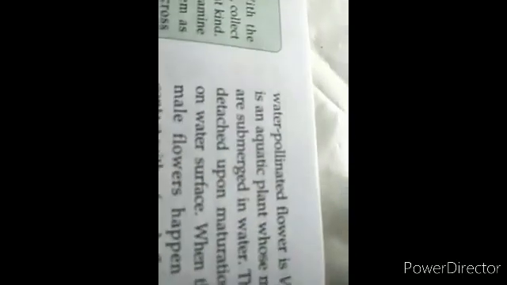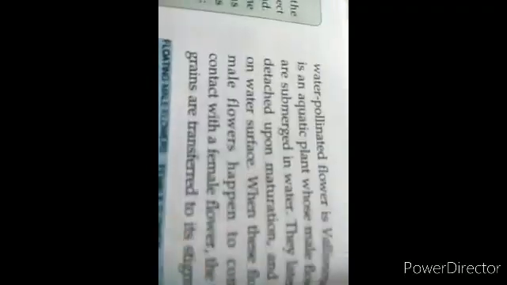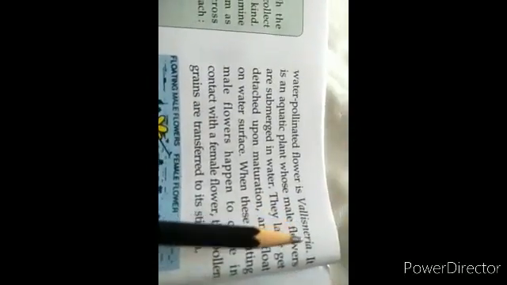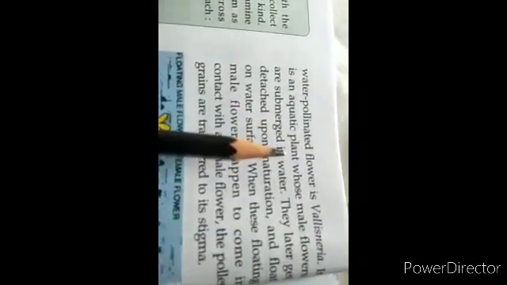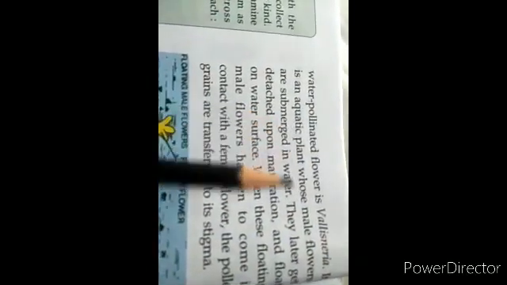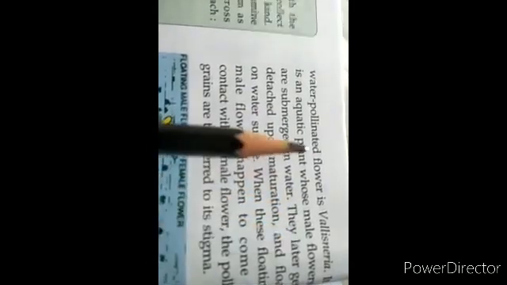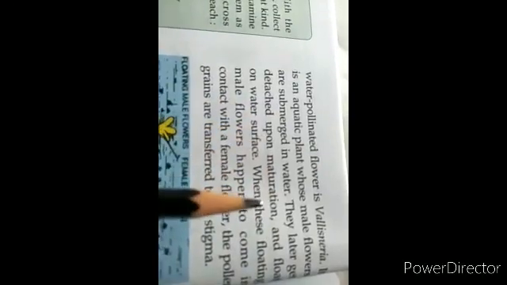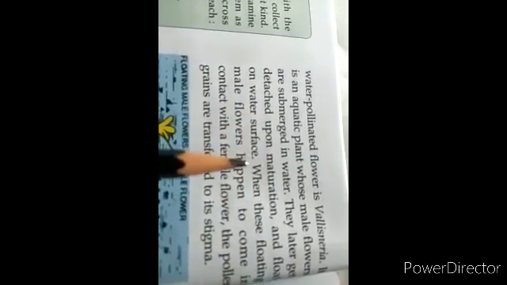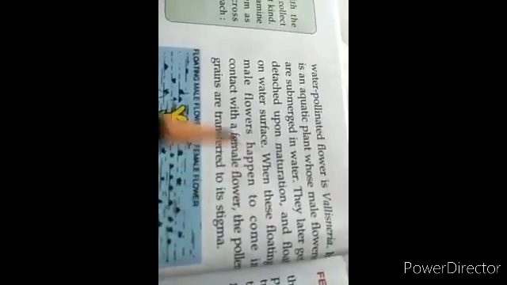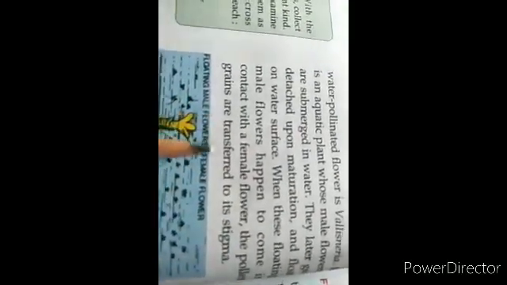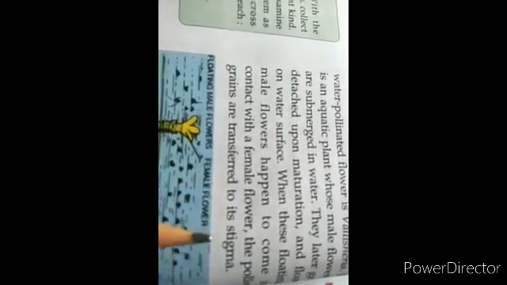For example, water pollination is found in Vallisneria. So this is a flower. It is an aquatic plant that is found in water, whose male flowers are submerged in water. They later get detached upon maturation and float on the surface of the water. When these floating male flowers happen to come in contact with the female flowers, the pollen grains are transferred to the stigma of the female flower.